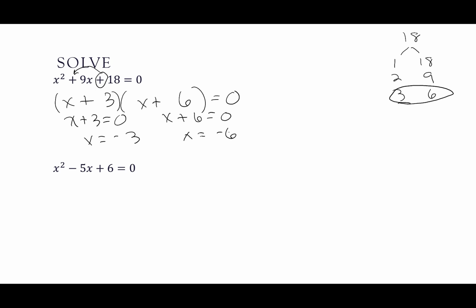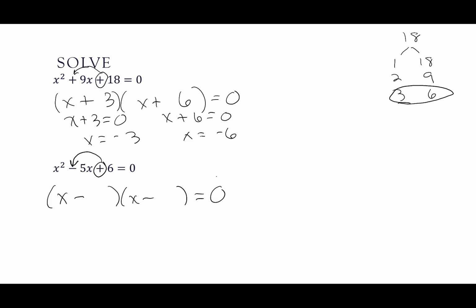So my second one, x squared minus 5x plus 6 equals 0. I have the same little clue that because I have a positive in front of the c, both of the factors are going to have a minus sign. So I have x minus and x minus equals 0.